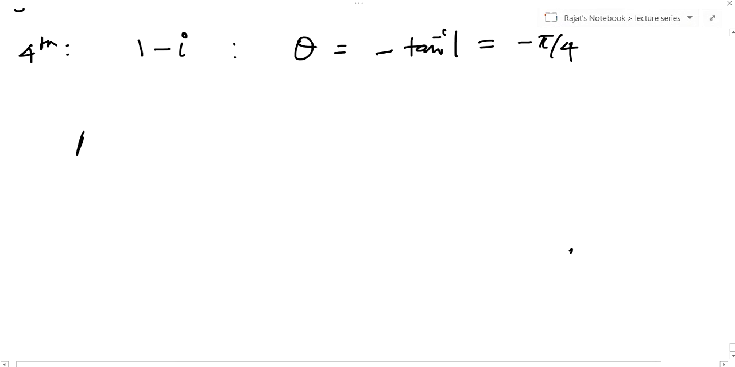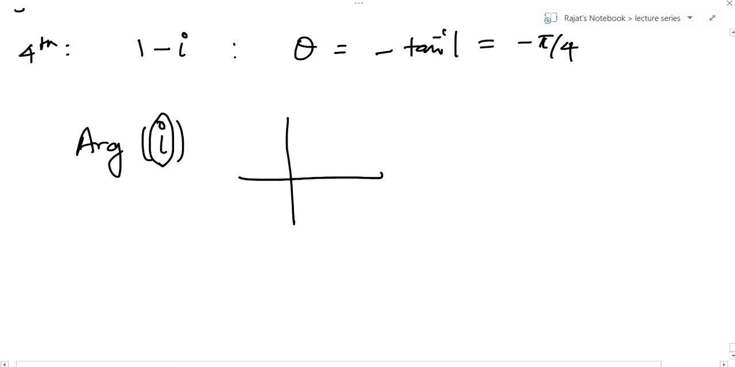So what will be the argument of a purely imaginary number? Let us say argument of i. I told you in the very first lecture that any purely imaginary number lies on the y-axis, and any purely real number lies on the x-axis. So argument of i will lie here at 0, 1, so the complex number is this. The argument will be, clearly you can see, pi by 2.